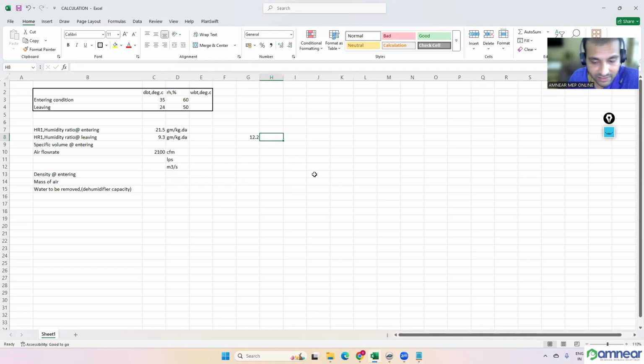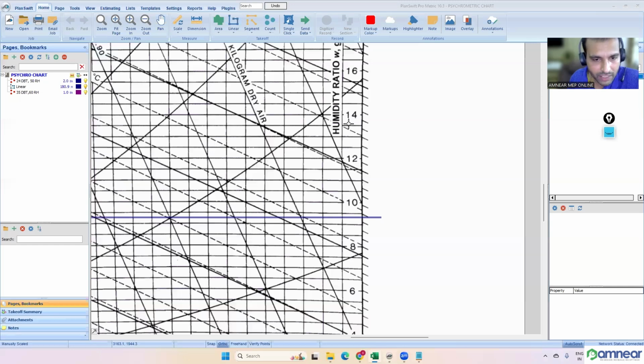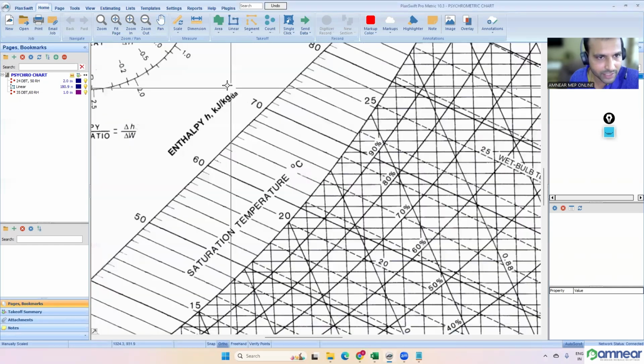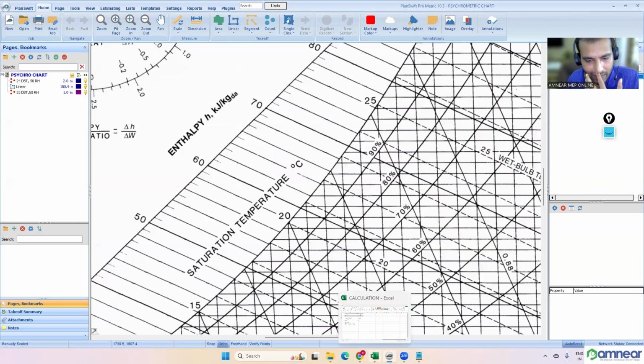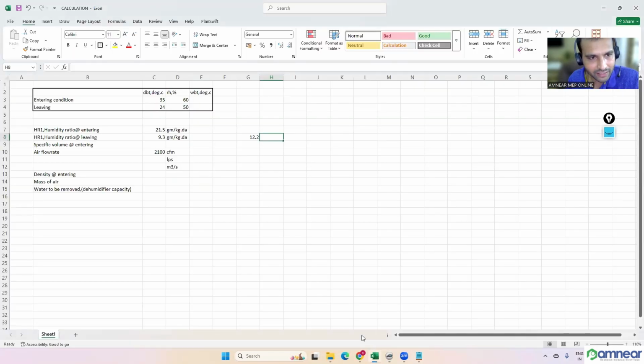But the psychrometric chart is for unit mass of air only, per kilogram. But how much amount, or how many kilograms of air we are dealing with, based on that we have to multiply this. This 12.2 is the amount of water to be removed from each kilogram of atmospheric air or dry air. So we have to multiply this value with our mass.